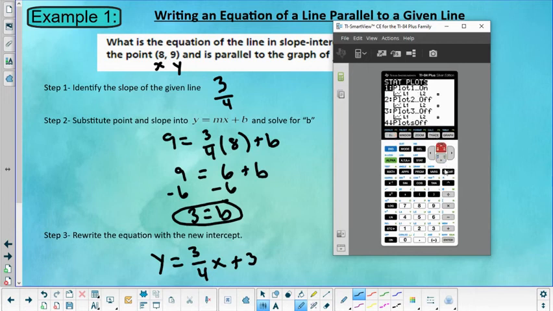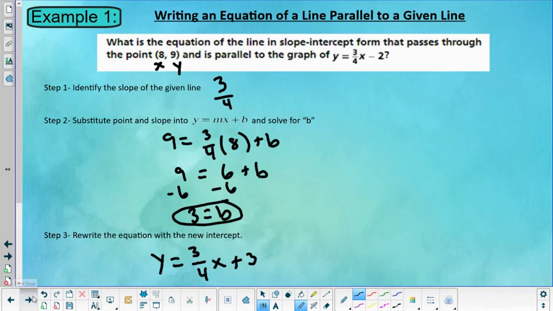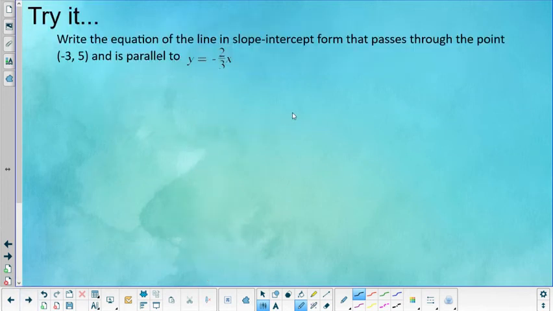Oh, give me a second. Apparently there was some stuff left in here from last year. Let's see if we can do this again. There you go. So you can see my two lines are parallel to one another.